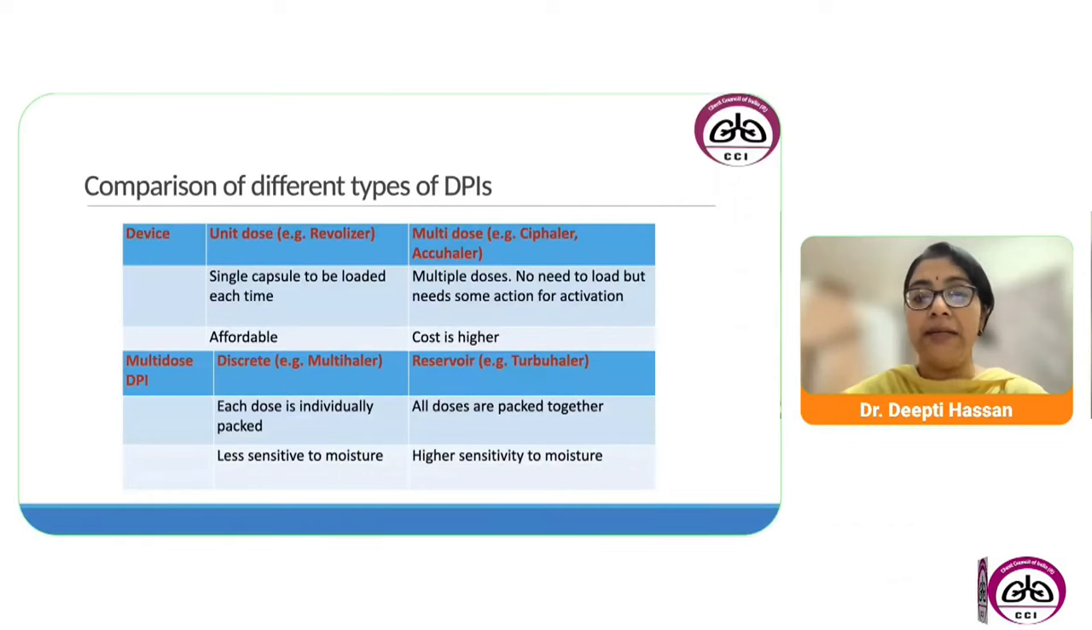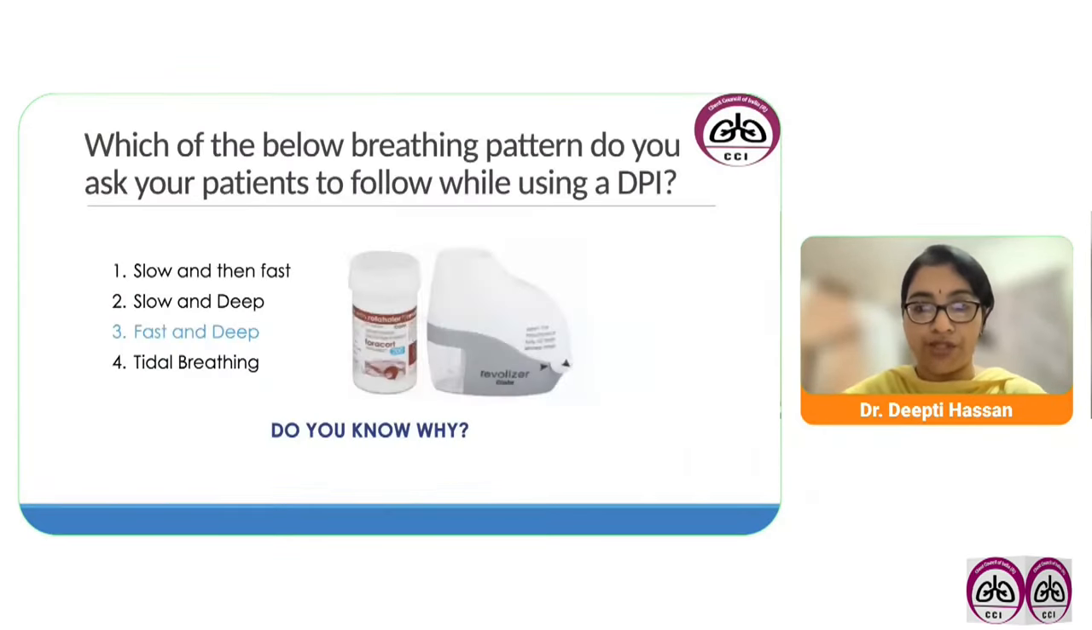Whereas in a Multihaler, there are multiple doses, but each dose is individually packed. Whereas in a Turbohaler, you have all doses and they're all packed together. So it is very highly sensitive to moisture.